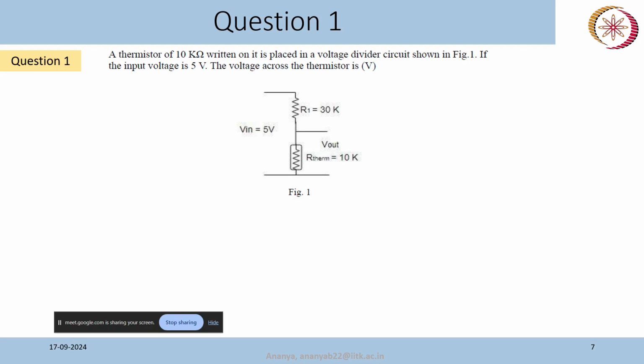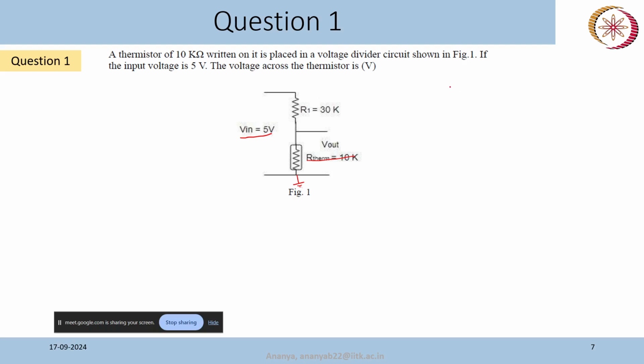So this question is on a voltage divider circuit. A thermistor of 10 kilo ohm is placed in a voltage divider circuit as given in the figure. So this is the thermistor, the value is 10 kilo ohm. If the input voltage is 5 volts, so V in is equal to 5 volt, the voltage across the thermistor, what is the value of V out? Okay, so this is like ground.